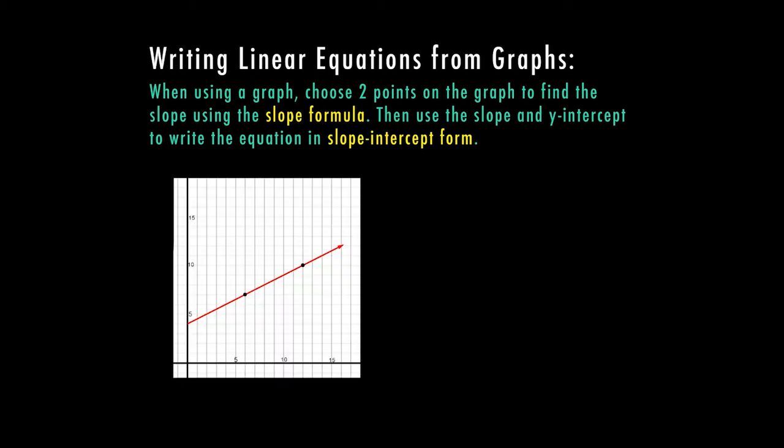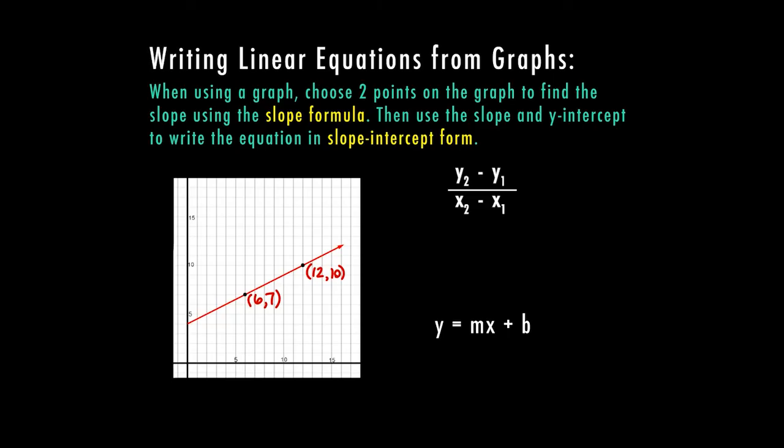So here's our graph. And then here is our slope formula and our slope-intercept form. So we're going to fill out the information based on the graph. So you want to find those 2 points. And here we have a couple of points on the graph. We'll go ahead and label those. This first point here is at 6, 7. And then the other point is at 12, 10.